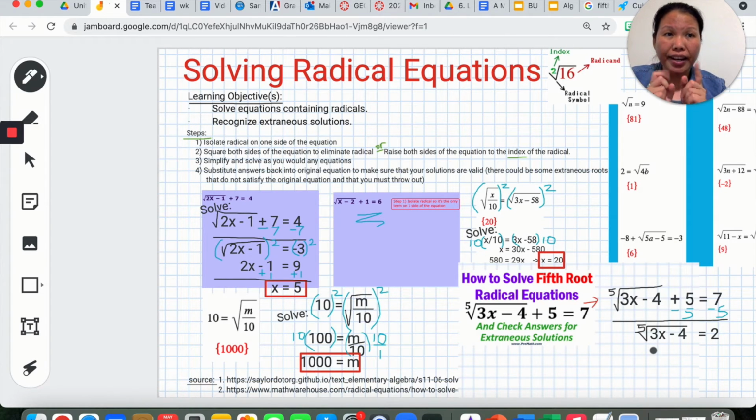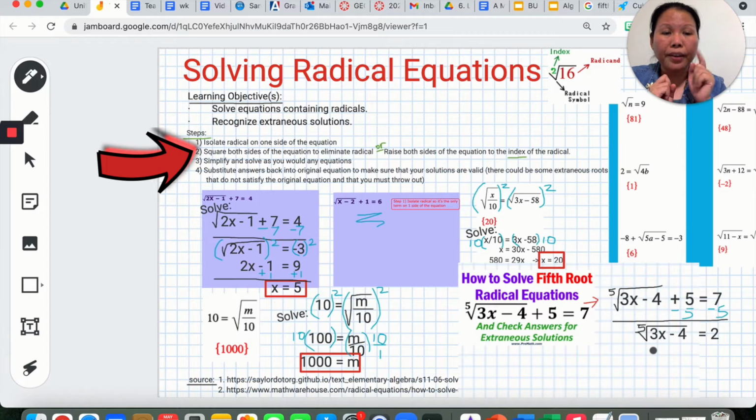Now I can go ahead and do the inverse to cancel it out. And the inverse, I raise it to the fifth power, the exact same number as the index. The fifth power, I do it to both sides, and I can cancel out the radical sign. I have raised both sides to the fifth power. What I can do now is cancel out both the fifth exponent and the fifth root. So I'm going to go ahead and cross that out with the red line.